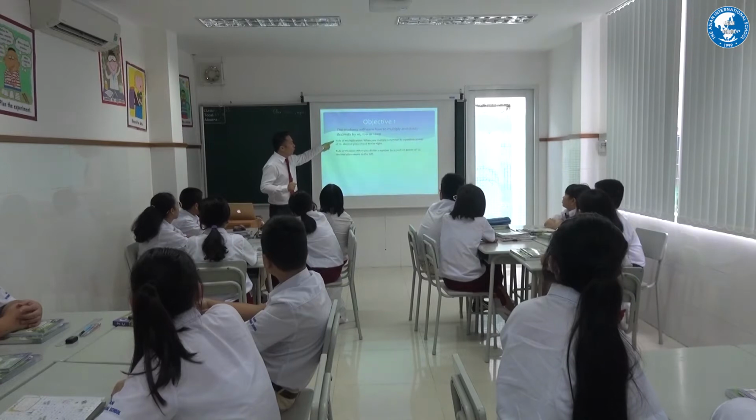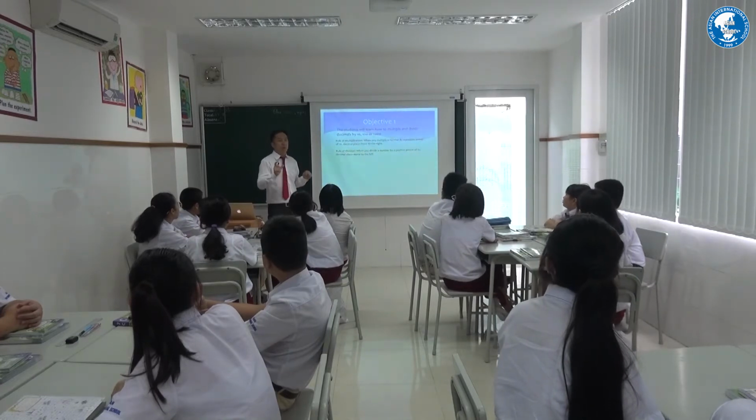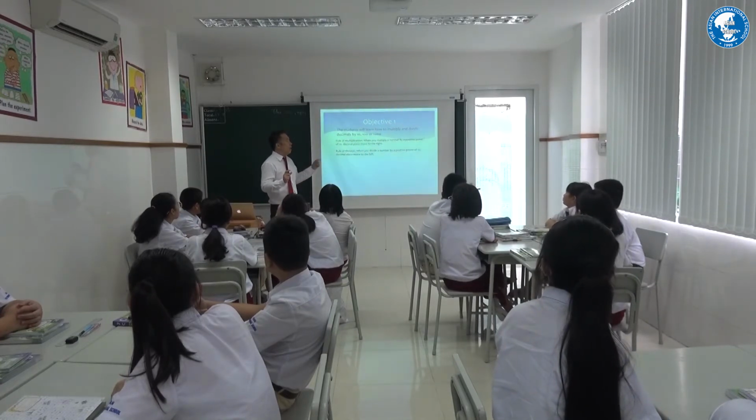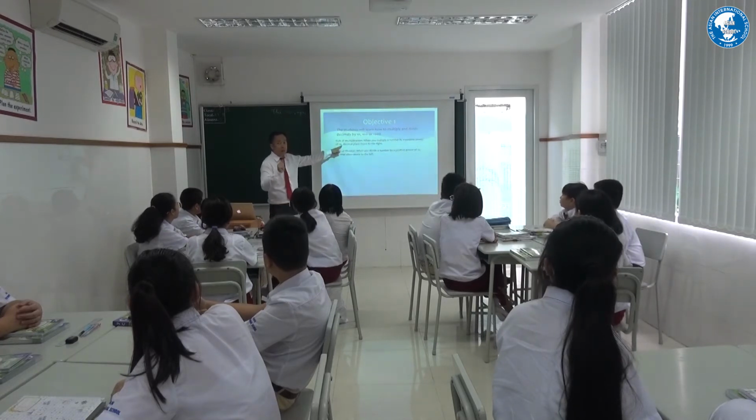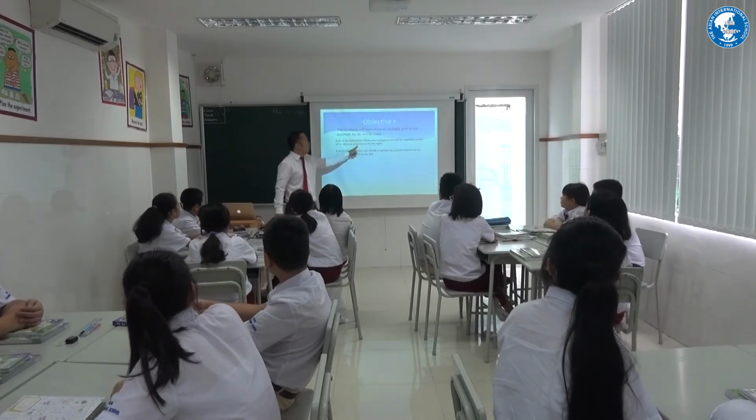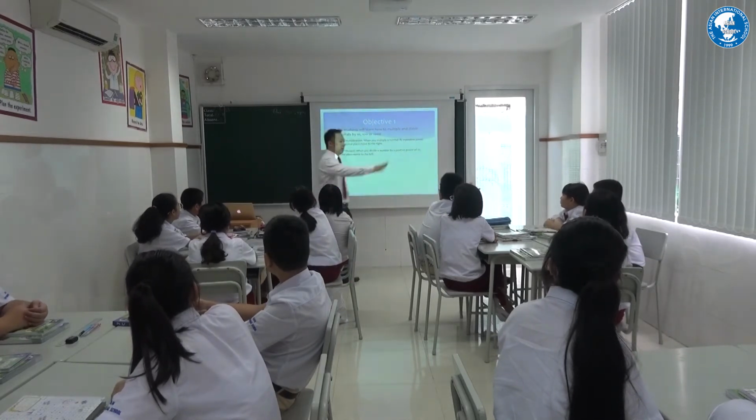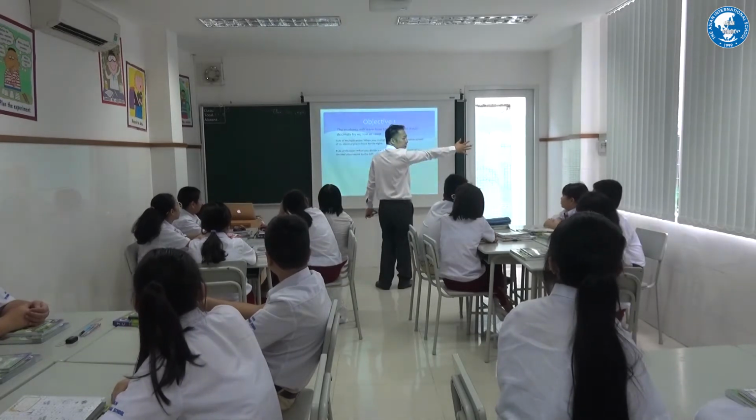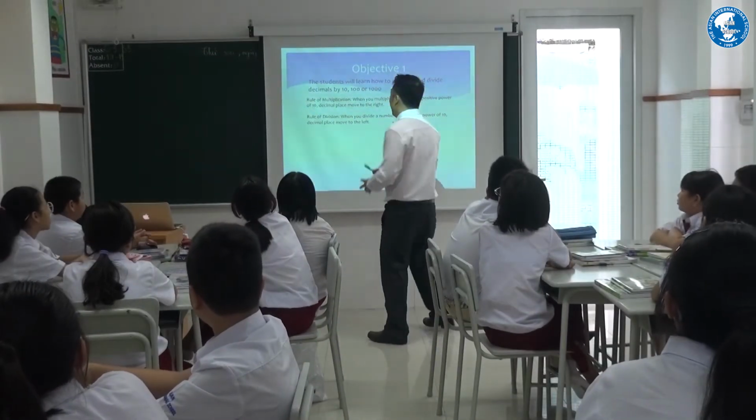The first rule for multiplication is, when you multiply a number by a positive power of 10, the decimal place, remember the decimal point? Yes. The decimal point moves to the right. Where is your right? This is your right. Do you understand? Yes. Okay.